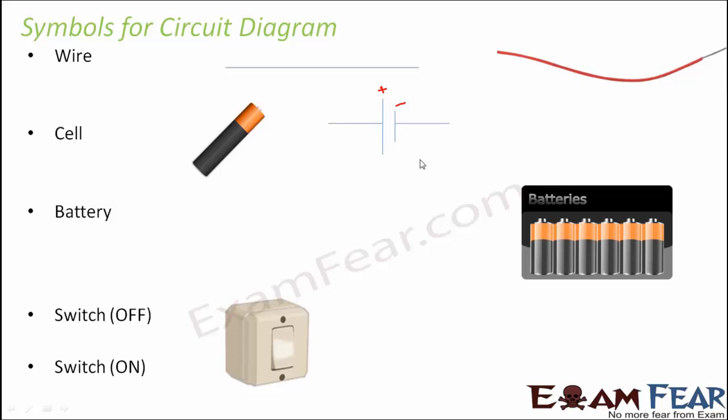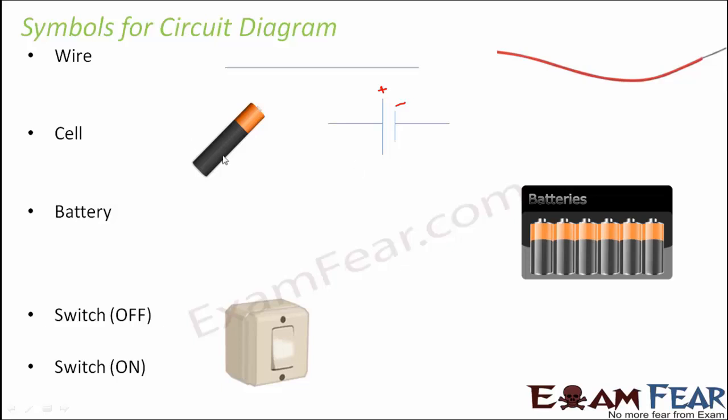Now it is very important to differentiate between the positive and the negative terminal of the cell. That's because when we talk about the flow of electric current, as I said, the conventional current direction will be from the positive terminal towards the negative terminal. So it becomes important to know which one is which terminal.